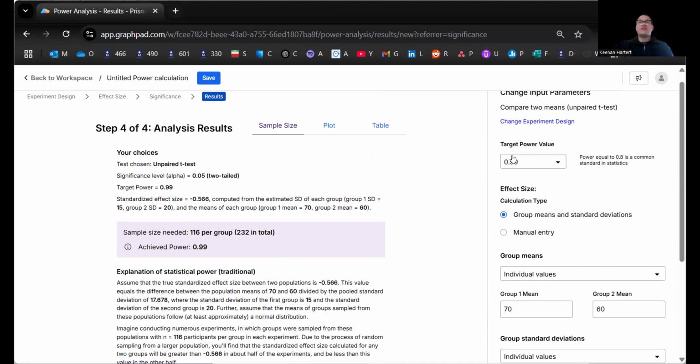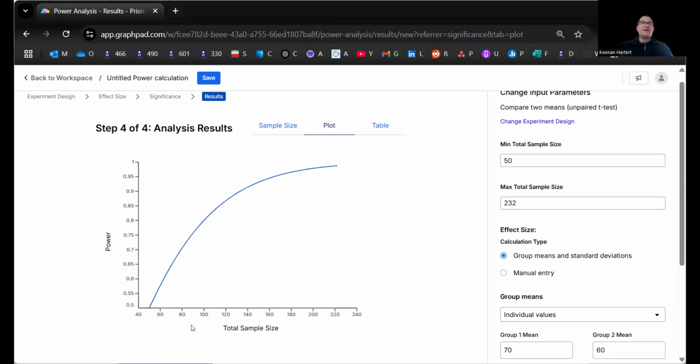Now, the cool thing is you're not limited to these power amounts. If you go over here to the plot, and I'll show you this later, here's the total sample size, here's the power, and you can just keep going and going because it is going to calculate these for you. And as we'll see later, eventually you get so much power that adding more people is not going to change past that really certain amount.